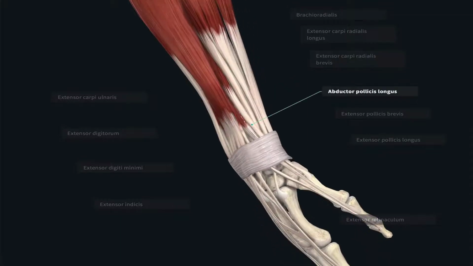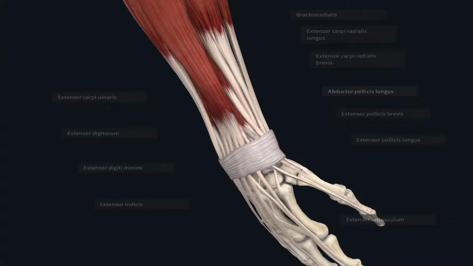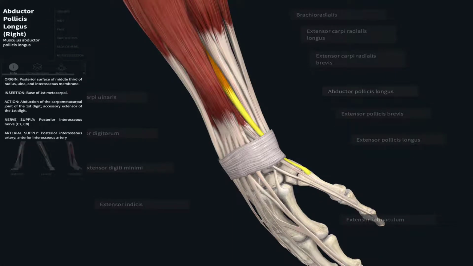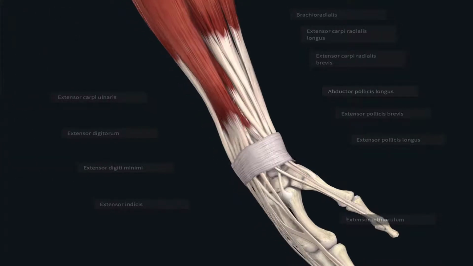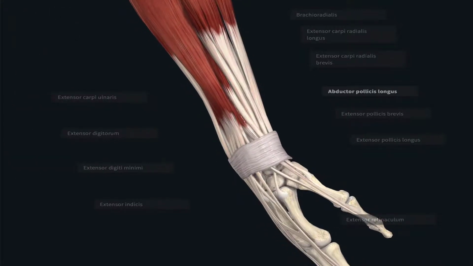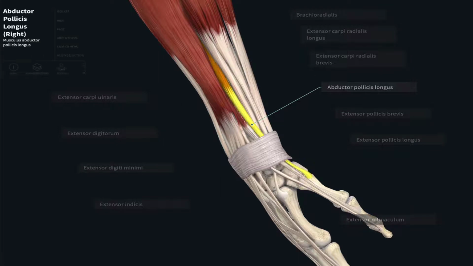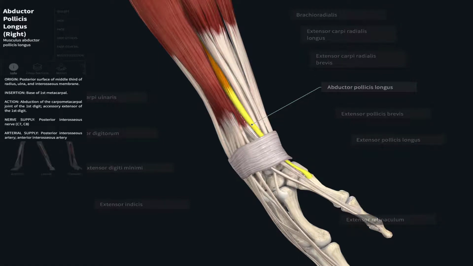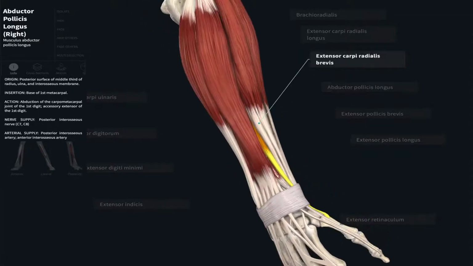The abductor pollicis longus is sort of an exception in this region. However, it's going to have a similar naming protocol. It abducts the thumb, its target, the pollicis, with a long tendon. And the reason I call it an oddball is it's one of the few that does not have extensor in the name in this posterior compartment. So the abductor pollicis longus muscle is going to cross superficial to the tendons of extensor carpi radialis brevis and longus.